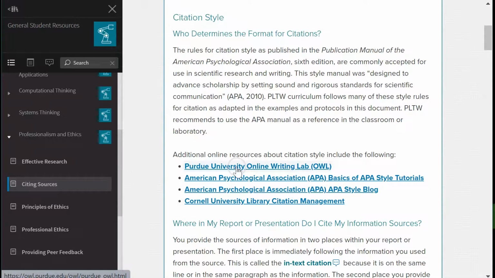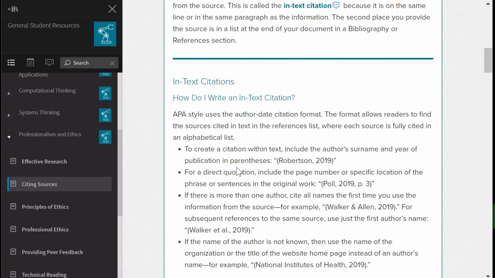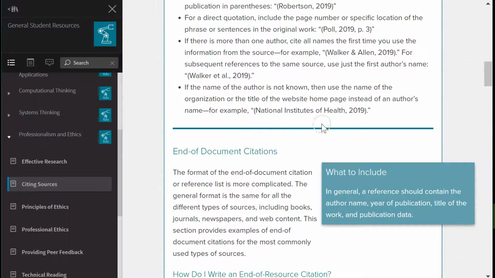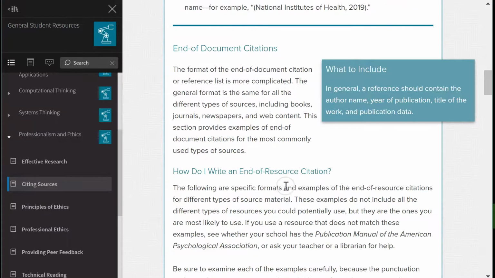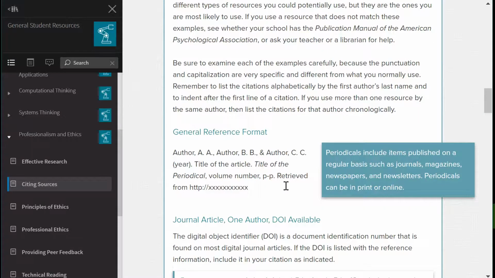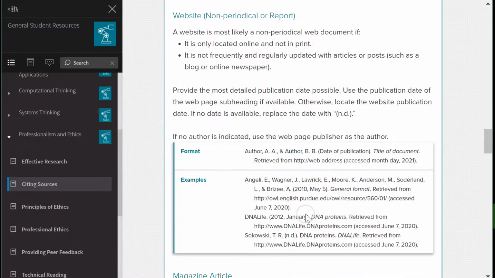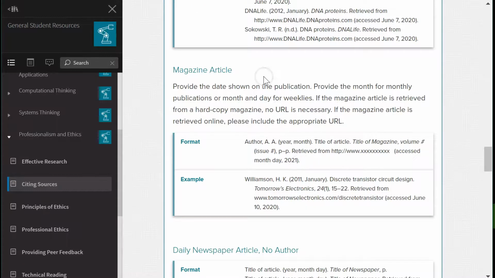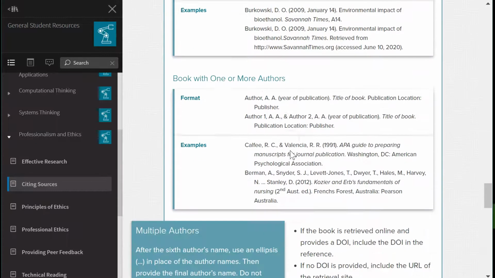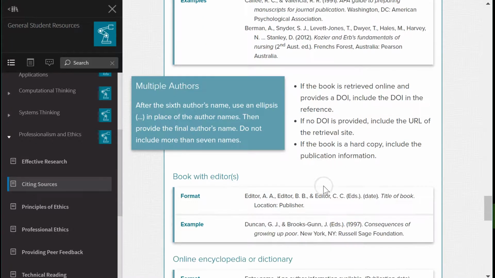Purdue OWL is a really popular resource, and it gives you some examples of in-text citations. Notice the parentheses, authors, dates, and then the APA references at the end. So it gives you the basic format here. It gives you some examples of journals, websites, and magazines. So you can use these to go in and look.